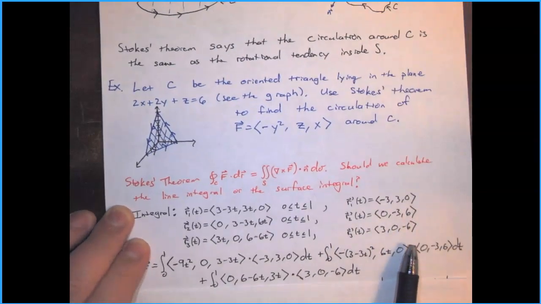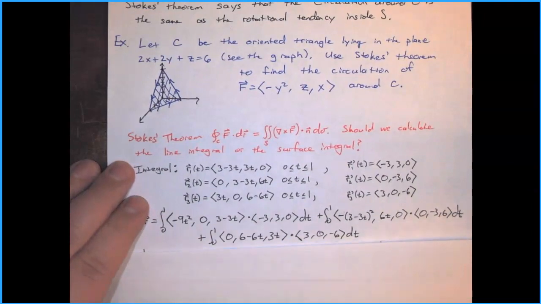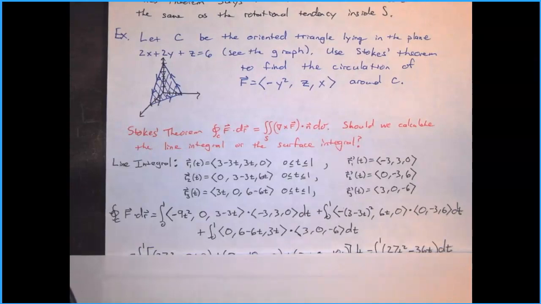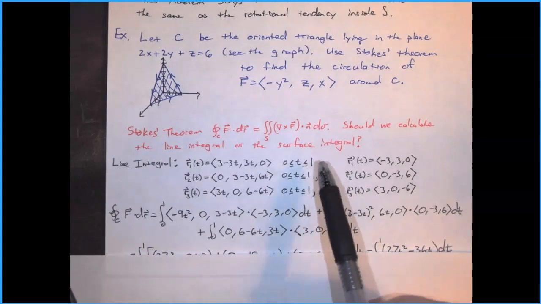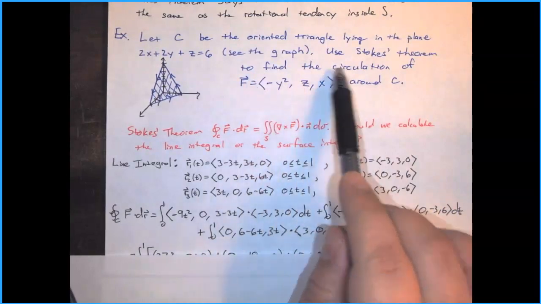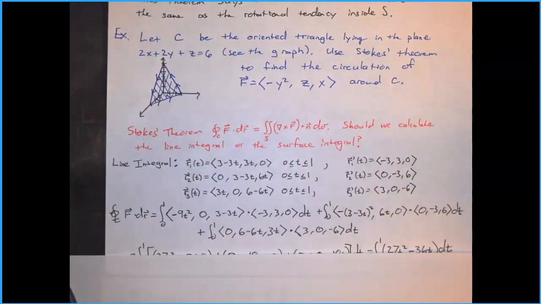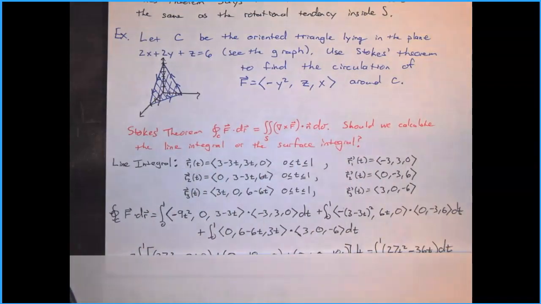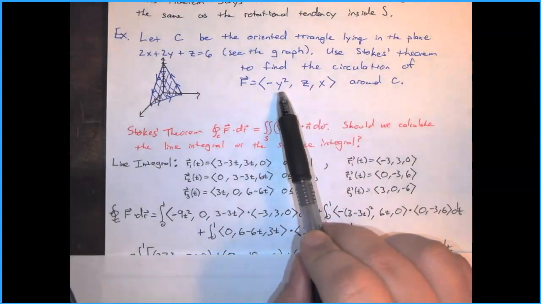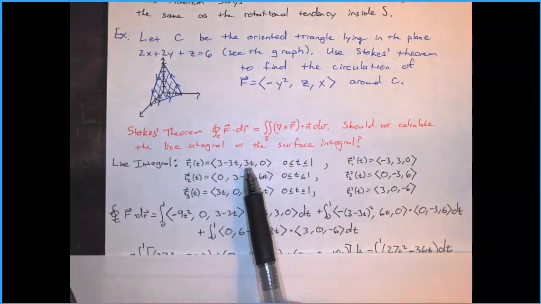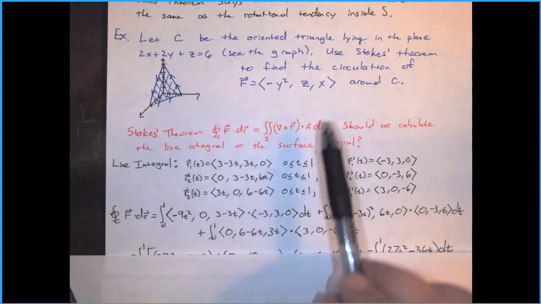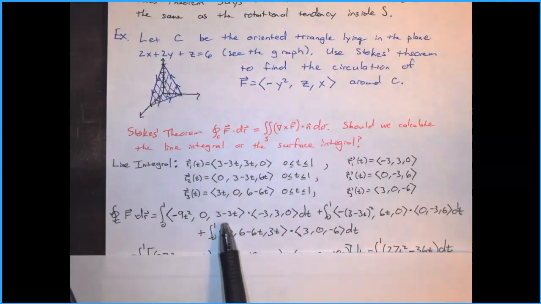So if I compute this line integral to find the circulation, I actually have to set up three line integrals. We know that to compute a line integral, I need the vector field on that curve dotted with the derivative of the parameterization. So for this first line segment, if I want to plug that into my vector field, I need to know what -y² is. Well, that's -9t². Z is 0. X is 3-3t. And I dot that with ⟨-3, 3, 0⟩.